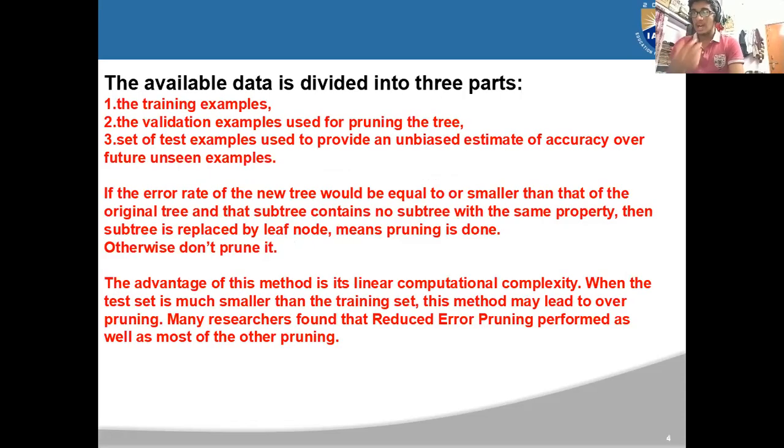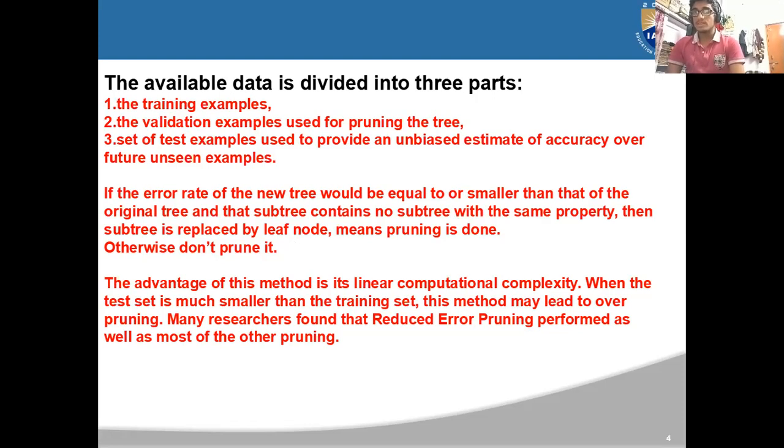Now, the available data is divided into three parts. The first one is the training examples. The next one is the validation examples, used for pruning the tree. The last is a set of test examples used to provide an unbiased estimate of accuracy over future unseen examples. If the error rate of the new tree would be equal to or smaller than that of the original tree, and the subtree contains no subtree with the same property, then the subtree is replaced by a leaf node. That means pruning is done, otherwise do not prune it.